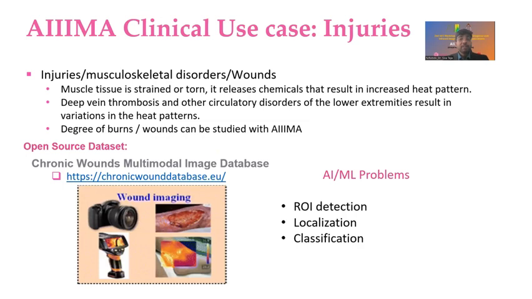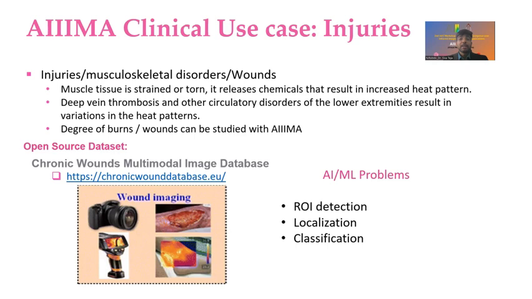So the last use case which I would be discussing is related to injuries, musculoskeletal disorders, or wounds. Whenever the muscle tissue is strained or torn, it releases chemicals that result in an increased heat pattern. Similarly, deep vein thrombosis and other circulatory disorders of the lower extremities can result in variations in heat patterns. And the degree of burns and wounds can even be studied with AIIMA.